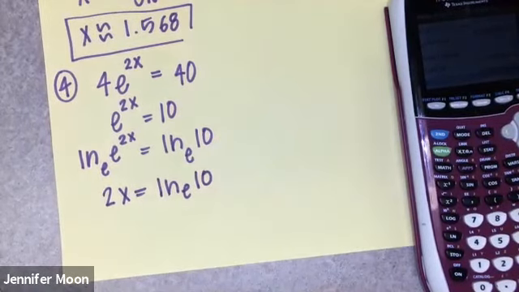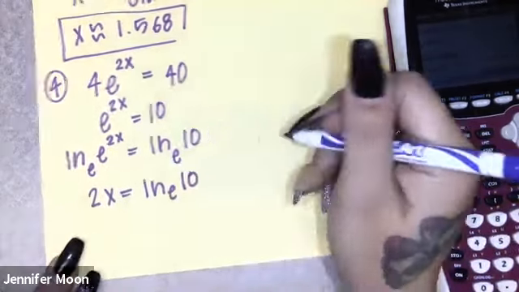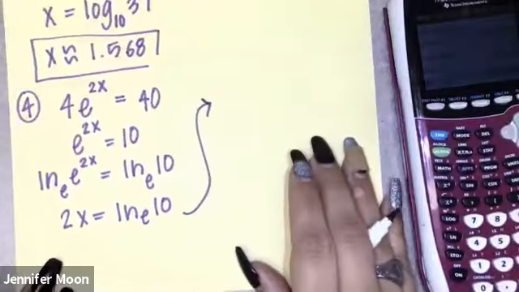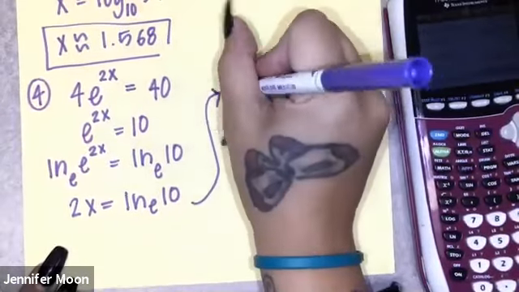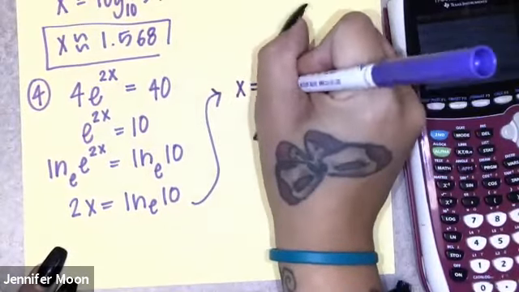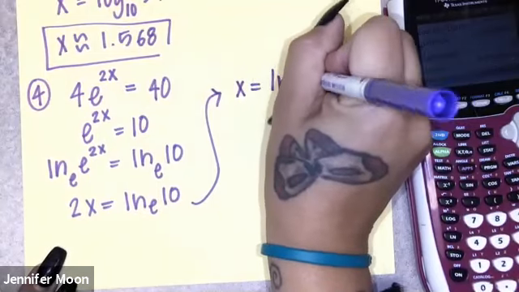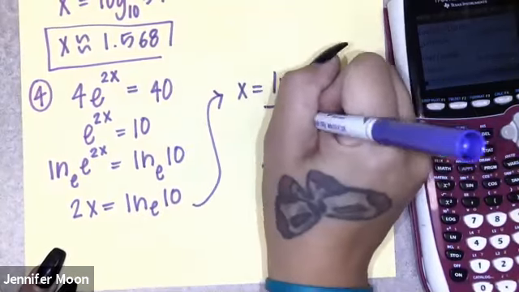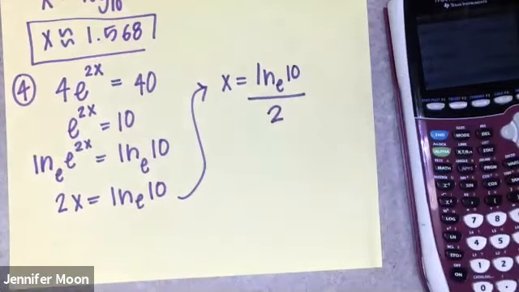I'm solving for x, right? I've got a 2x, so the inverse of that multiplication would be division. I'm literally going to divide both sides by 2. And what I get, y'all, is x equals natural log of 10 divided by 2. This is what I'm going to enter into my calculator.